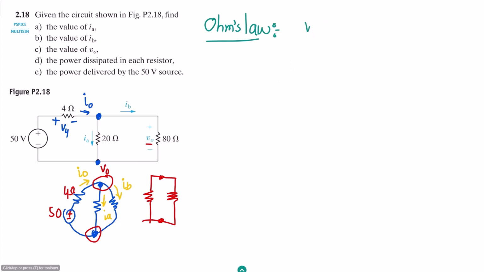Here the value of V0 is equal to what? That is the current through this resistor 80 ohm and the value of this 80 ohm. So this is IB, which is this current, multiplied by this 80 ohm. Why? Because V is equal to IR is the law according to Ohm's law. Similarly, if we see that these two are in parallel, this is a similar voltage which is across this 20 ohm as well. So we can also write it as the 20 ohm resistor multiplied by the current through it, and that is IA.